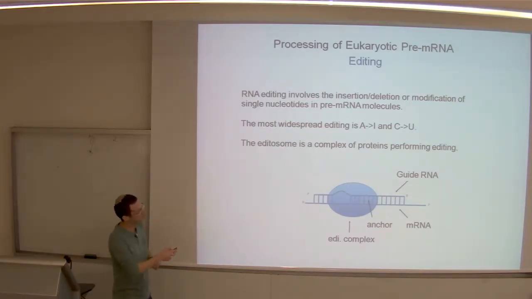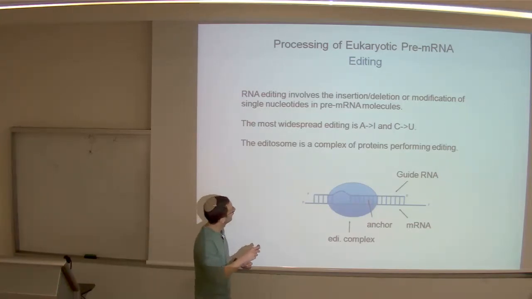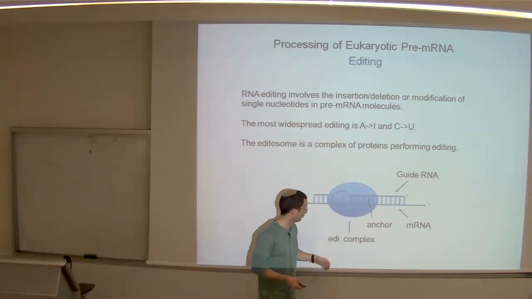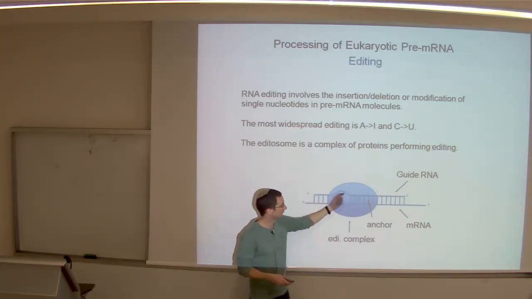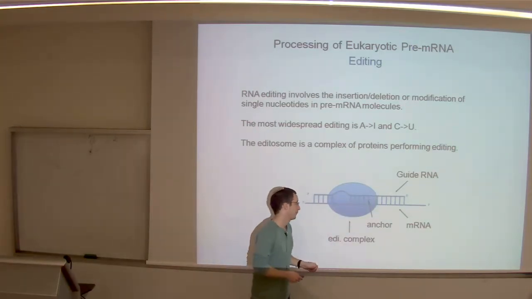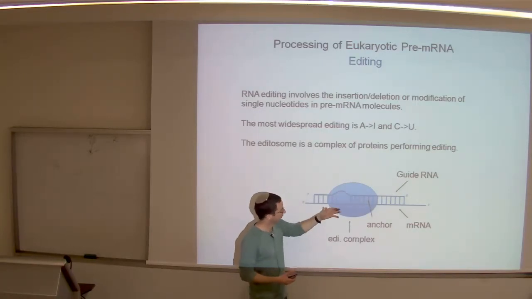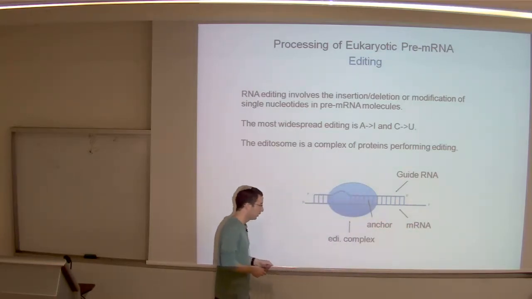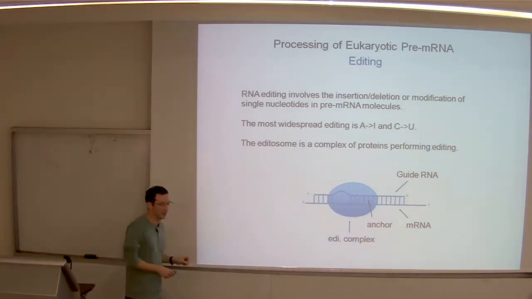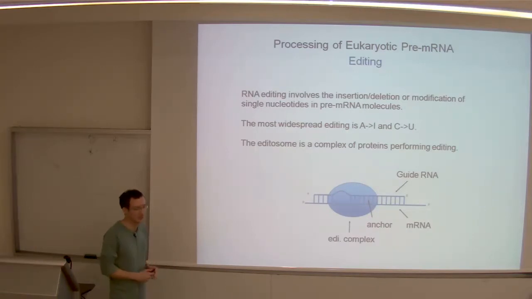And the complex that performs the editing, as in the splicing example, splicing spliceosome, editing editosome, so that's easy to remember. So the editosome is a complex of proteins which performs the editing, and it also includes an RNA molecule that serves as a guide through which the messenger RNA to be edited will be modified.